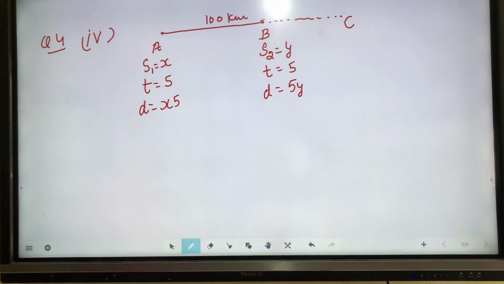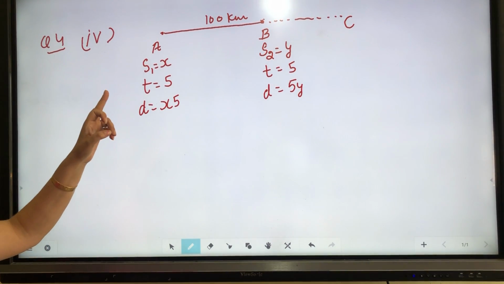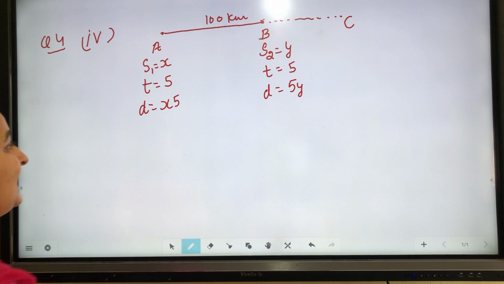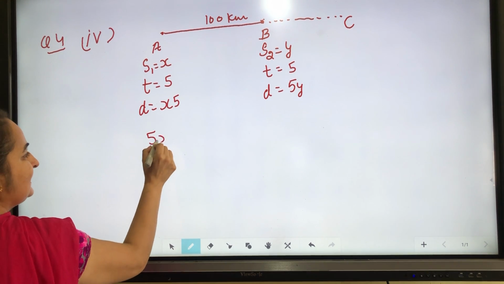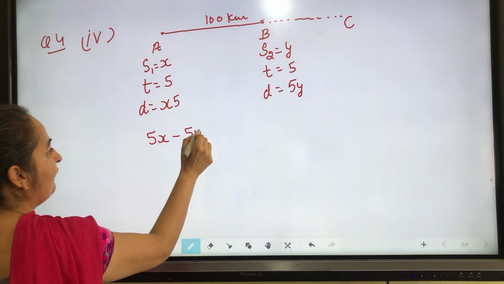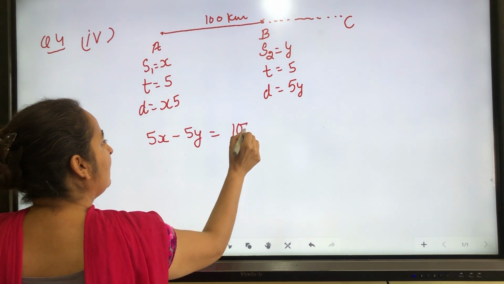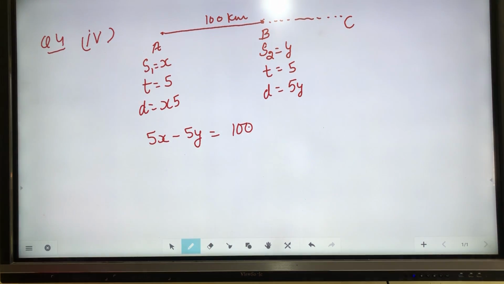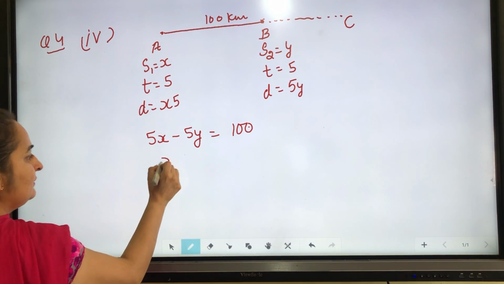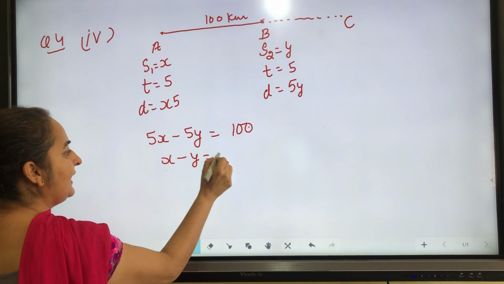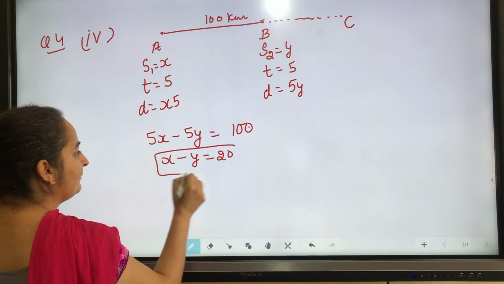That is finding by you. The distance between point B and C is 5x minus 5y is equal to 100. This is the first condition. Now, 5 is common, so x minus y is equal to 20.